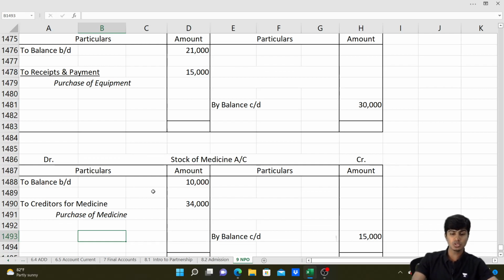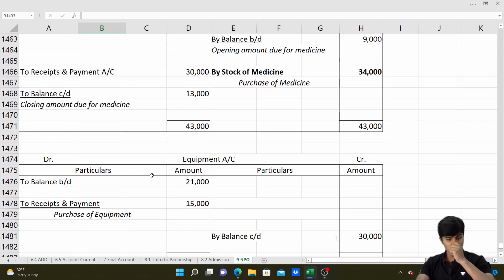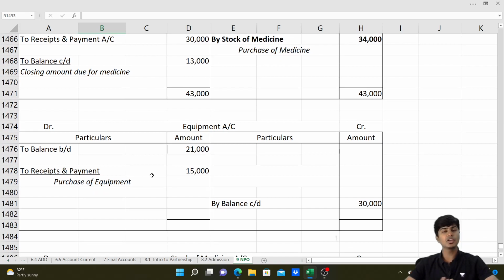Now don't jump to close stock of medicine. Before that, we have equipment. Close equipment. Equipment at the beginning of the year was 21,000. Then you purchased equipment of 15,000. That will become 36, isn't it? The closing is only 30. So what happened to balance 6,000?